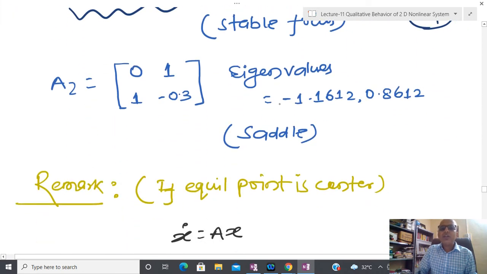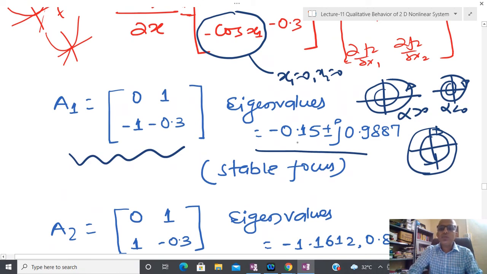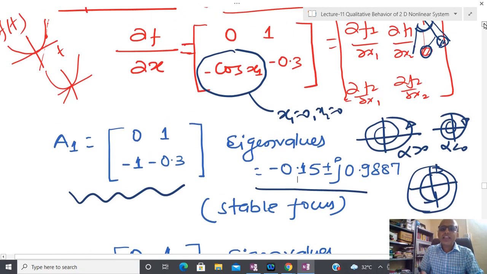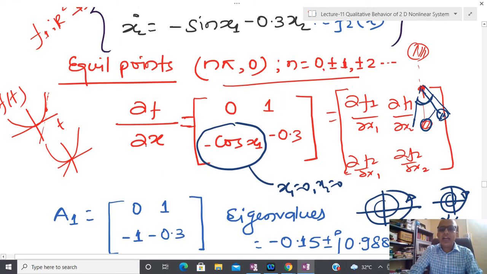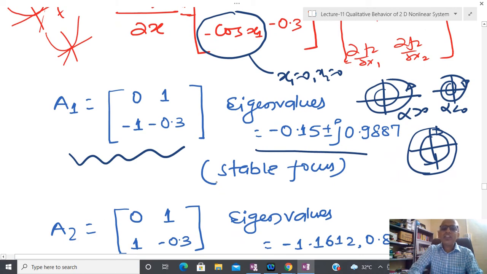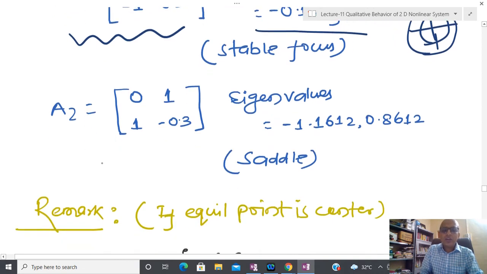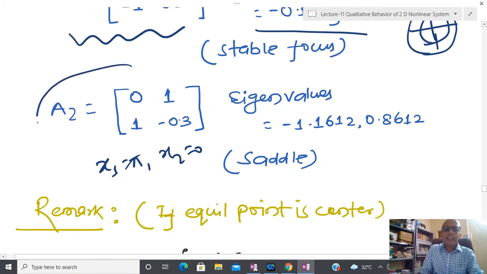Now suppose that I linearize about the topmost point. If you linearize about the topmost point, then what happens? You can substitute n equal to 1. By substituting n equal to 1, I have pi and 0. If you substitute pi and 0, you can see the matrix is going to change. So for linearization about the topmost point, x1 is pi and x2 is 0. You can see that now I have this kind of matrix.